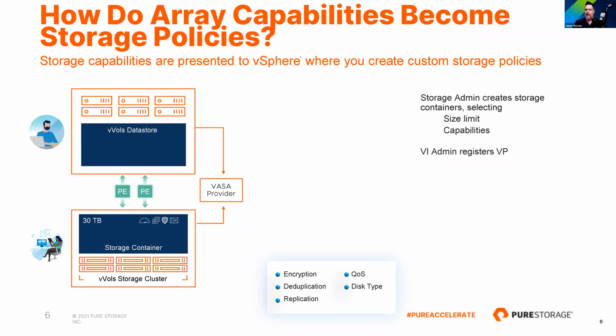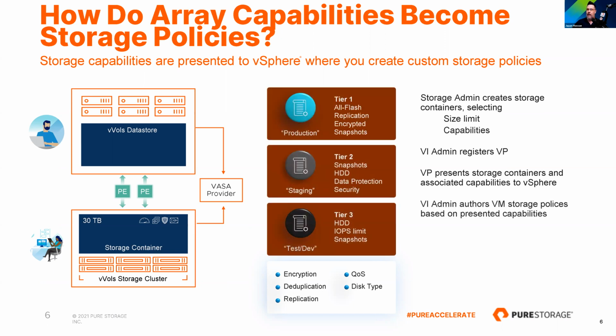Then the VI admin gets to go in and create the vVols data store. Once the vVols data store is created, the VASA provider will have already been registered. And we have these things called protocol endpoints. I'm not going to go into those in detail, but basically they're like a proxy access point for the vVol objects themselves. Once that's done, all of the capabilities are then presented up.